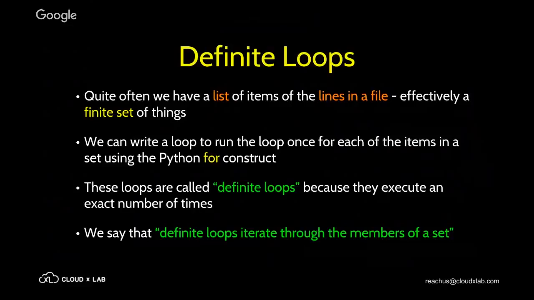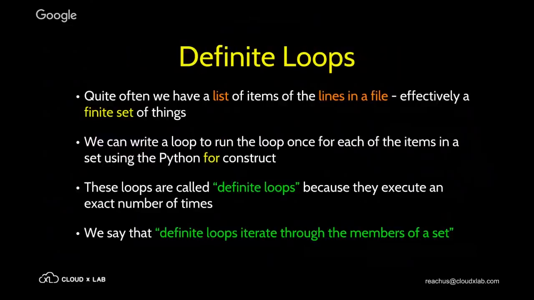For example, we want to iterate over a list of items, say the lines of a file, which is basically a finite set of things, right? And we would like to process those. We can write a loop to run once for each of these items in a set using the Python for construct. These loops are called definite loops because they execute an exact number of times. We say that definite loops iterate through the members of a set.